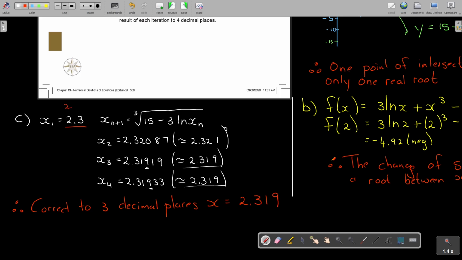So just take note. You could have also taken 2.4. You could have taken 2.1. Sometimes you will just get a step extra, but at the end it will converge to the same answer. And that's how you do it.